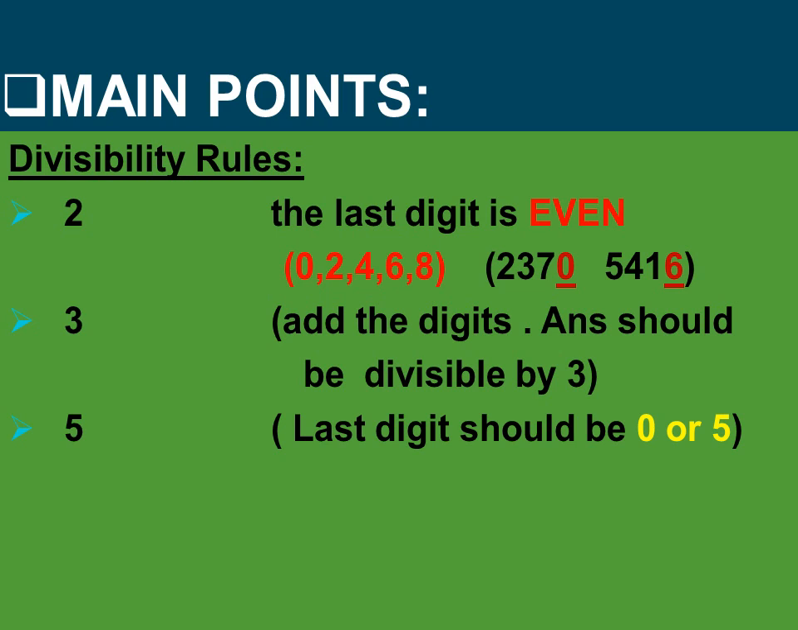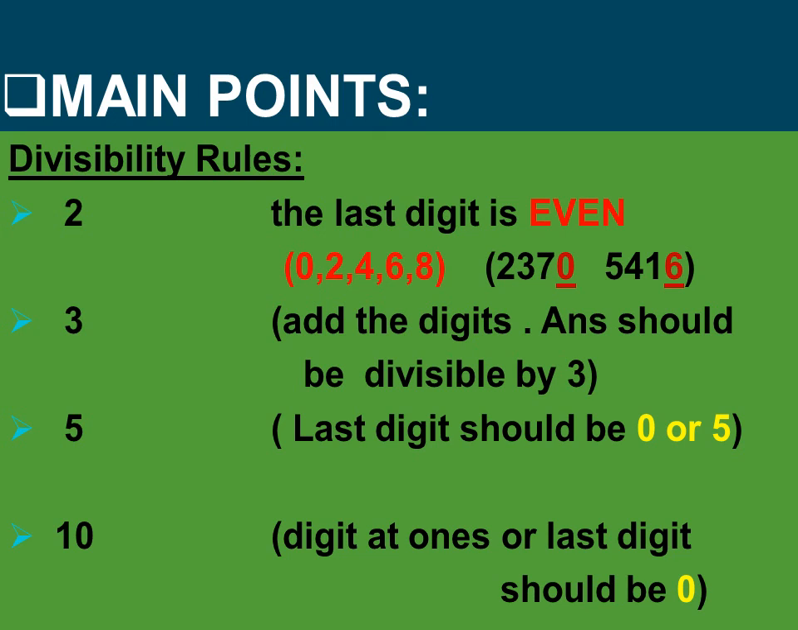Now divisibility rule for 5. We have learned that the divisibility rule for 5 is that the last digit of a given number should be 0 or 5. And dear students, we have learned in this lesson the divisibility rule of 10. This divisibility rule says that the digit at ones place or last digit of a given number should be 0.